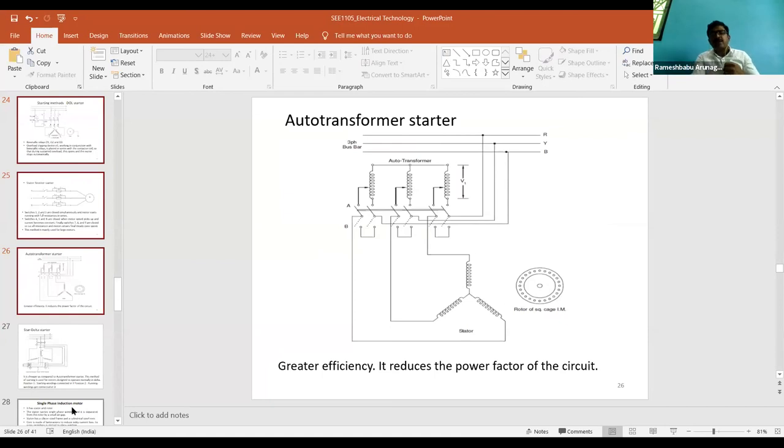So initially the auto transformer is connected to give a very low voltage at the time of start. Once the motor picks up speed, the auto transformer is cut out, and the supply is directly connected to the stator winding of the machine. It is an expensive method, but the efficiency is better compared to the previous resistance method. Power factor is somewhat reduced in this method.